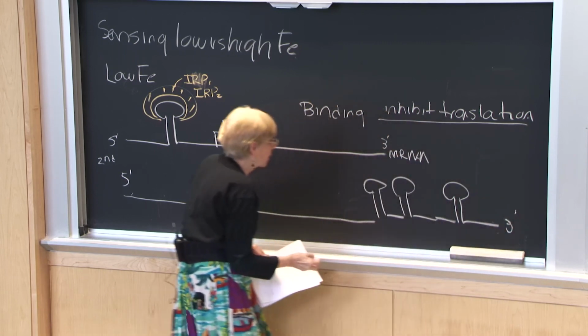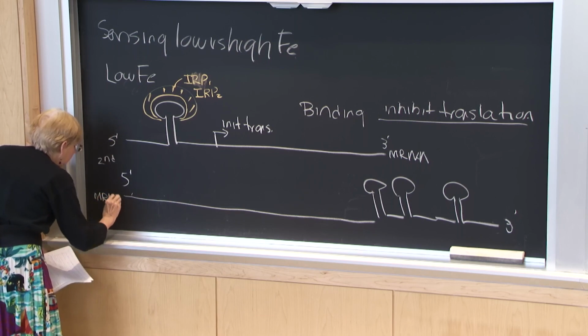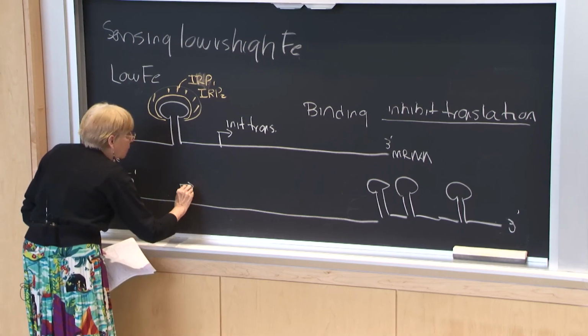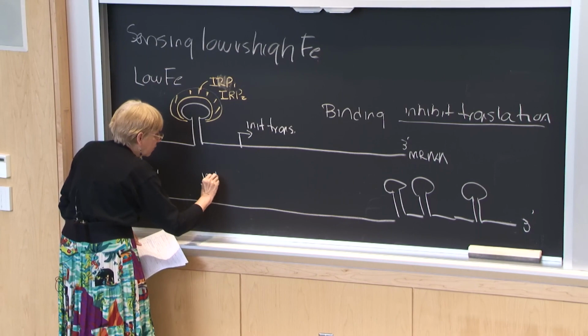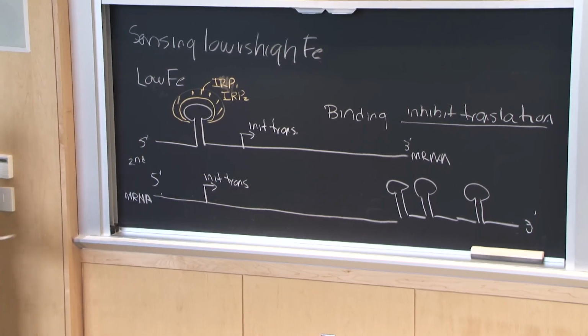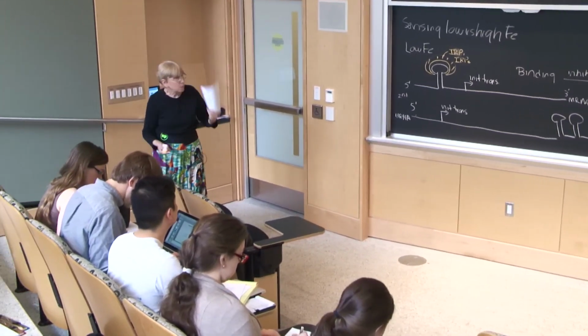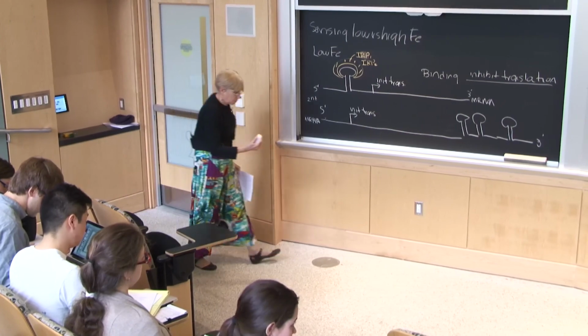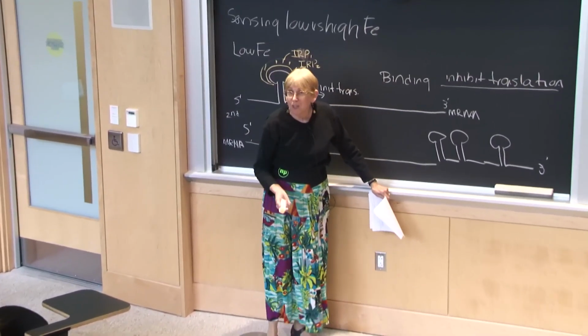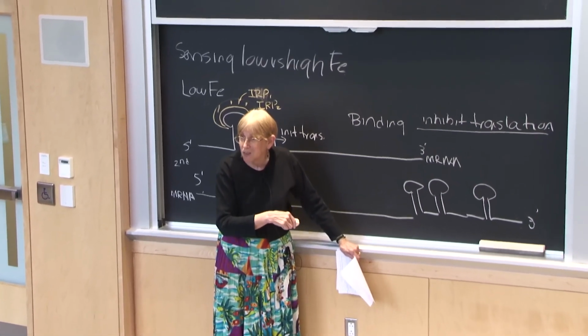Again, of our messenger RNA. And here is the initiation of translation. Okay, and in this case as well, you have the stem loop. You have the same sort of structures of stem loops. They're similar but distinct. And what can happen with the apo form of IRP1 or IRP2? Again, it can bind to these stem loops.